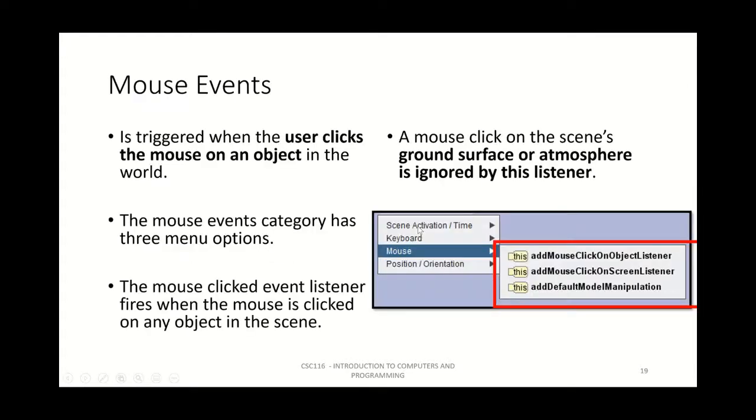Next event is the mouse event. This is the most commonly used event. It triggers when the user clicks the mouse on the object. The mouse event category has three options.